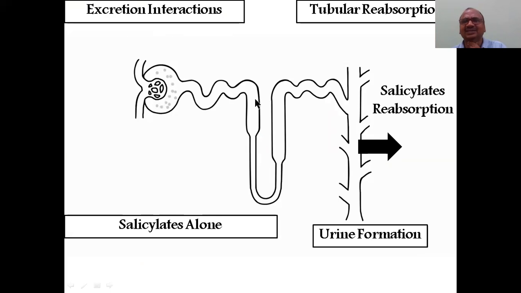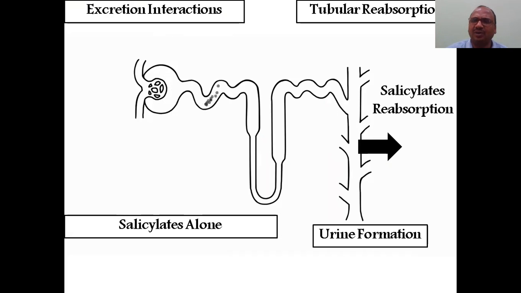Now what happens? Excretion interaction, tubular reabsorption. This is the last example. You see here, in tubular reabsorption, salicylate is reabsorbed very well into the blood, so only a little salicylic acid will go into the urine. Reabsorbed well, so it is showing its action.